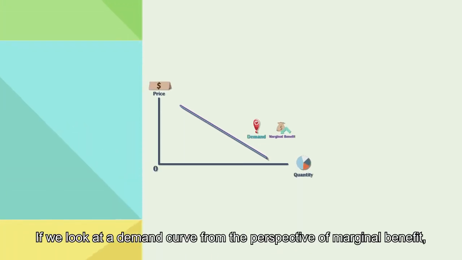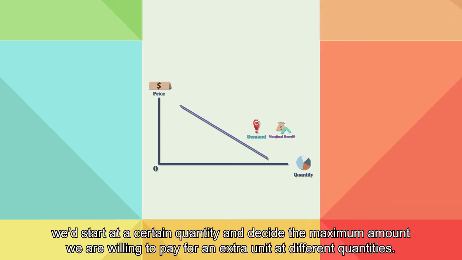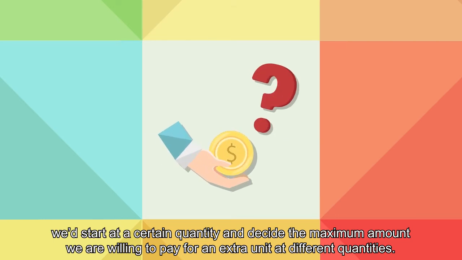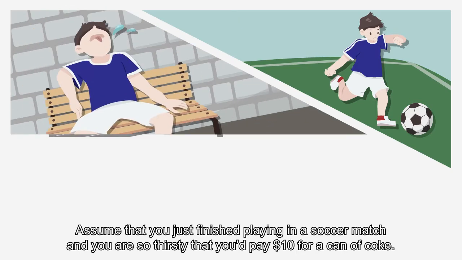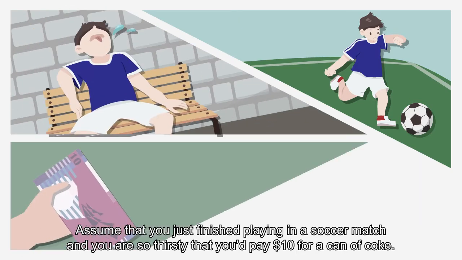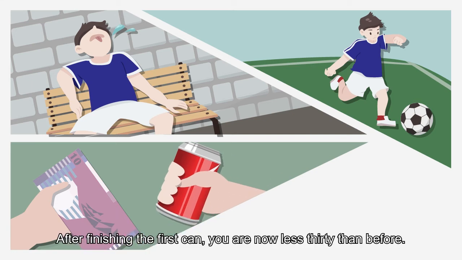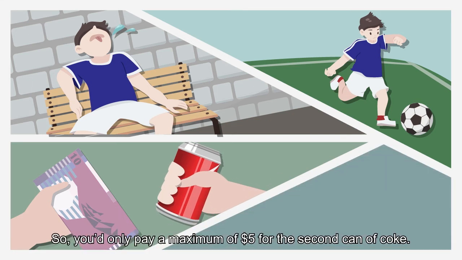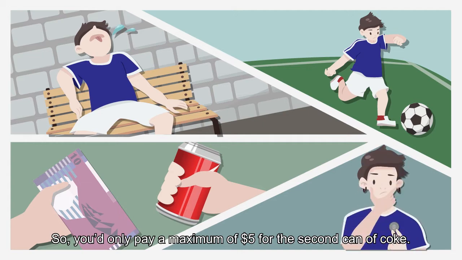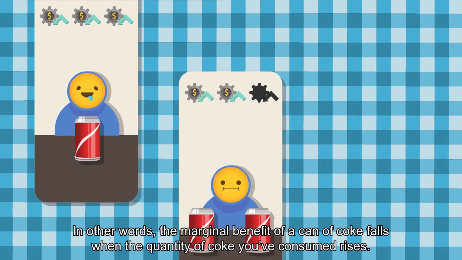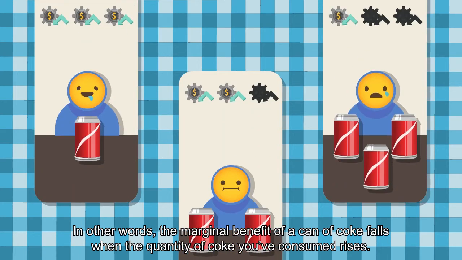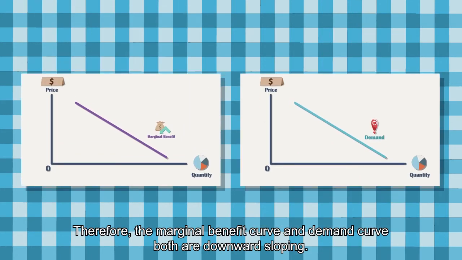If we look at a demand curve from the perspective of marginal benefit, we'd start at a certain quantity and decide the maximum amount we are willing to pay for an extra unit at different quantities. Assume that you just finished playing in a soccer match and you are so thirsty that you'd pay $10 for a can of Coke. After finishing the first can, you are now less thirsty than before, so you'd only pay a maximum of $5 for the second can of Coke. In other words, the marginal benefit of a can of Coke falls when the quantity of Coke you've consumed rises. Therefore, the marginal benefit curve and demand curve both are downward sloping.